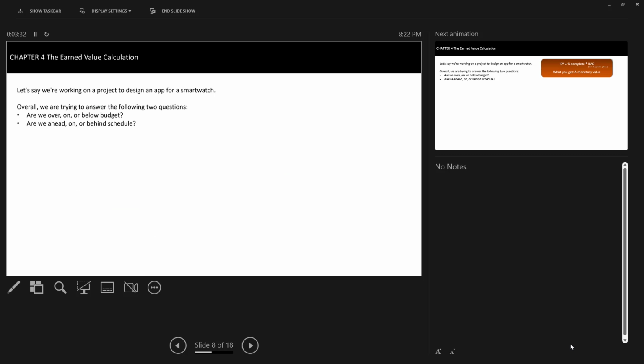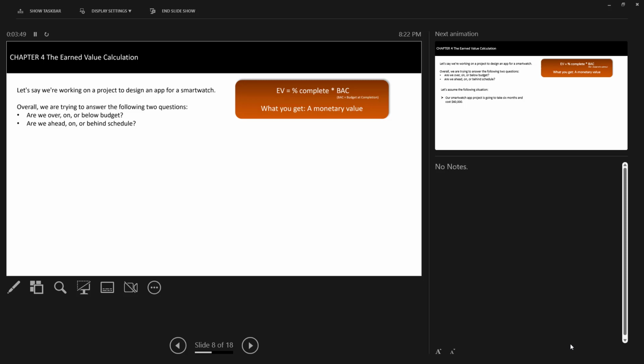Now, earned value calculation. Let's say we are working on a project to design an application for a smartwatch. You would have to imagine this scenario. Are we over or under budget? Are we ahead or behind schedule? This is the formula for earned value calculation: percent complete times budget at completion. You will get a monetary value at the end of this.